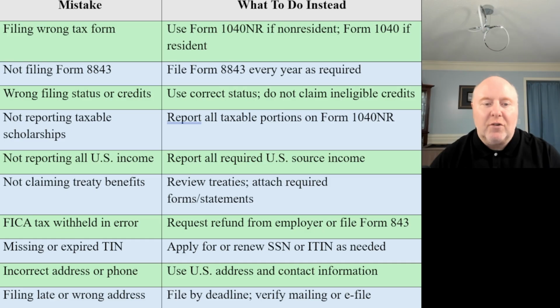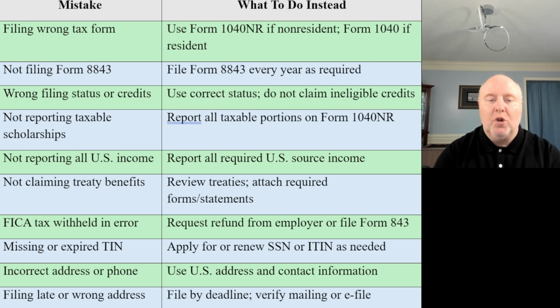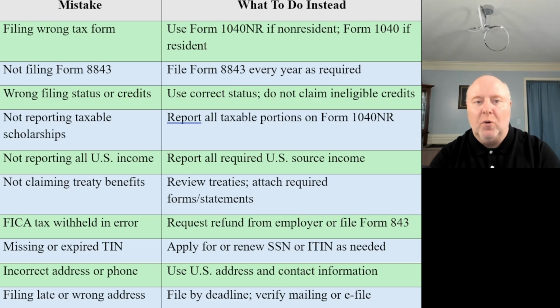The next one is going to be not reporting all U.S. income. The way that our system is set up, when you're dealing with income, it's not just you reporting it. There's also information filing. So your employer is going to also be reporting a W-2.